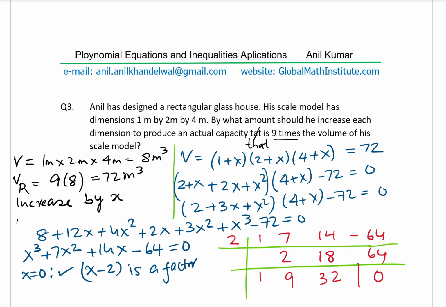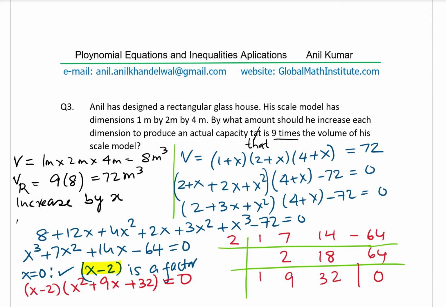You could write this as x minus 2 times a quadratic equation, x squared plus 9x plus 32 equals 0. Perfect. So you have written it in the factored form, and it clearly means that the solution is x equals 2. Correct?